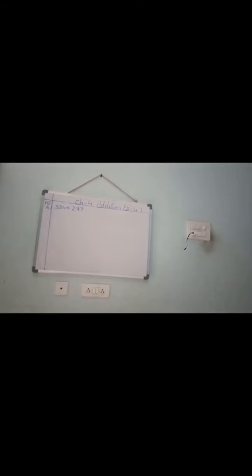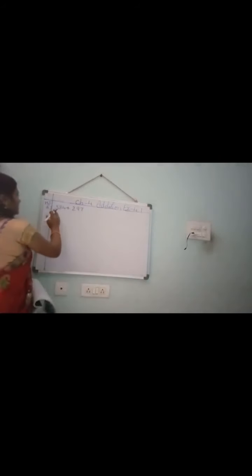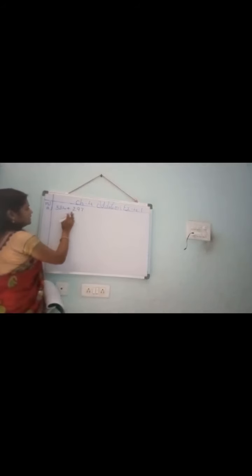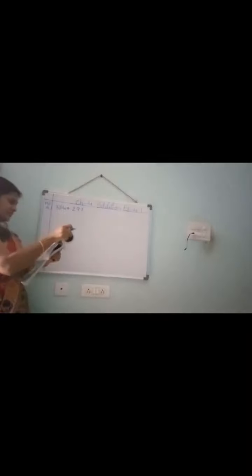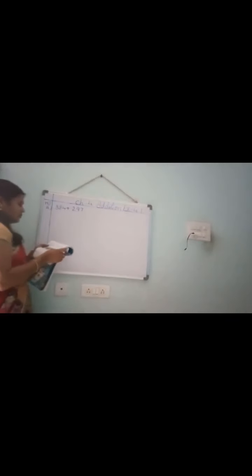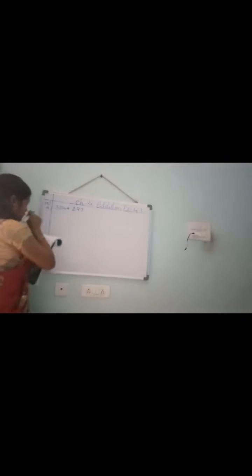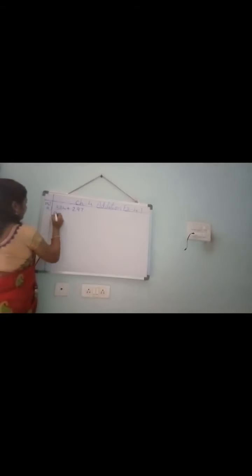Last previous class, what you learned? See, children, 15th one. What is that? 384 plus 297. What is that sum? You should estimate the sum. Yes, estimate the sum of the following. You should write rounding off.